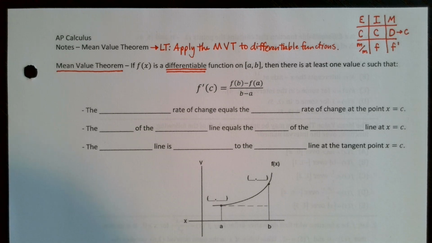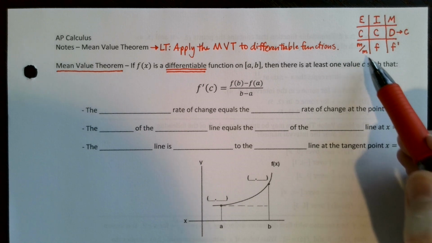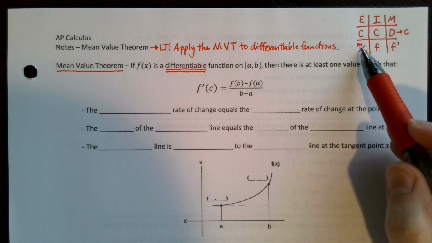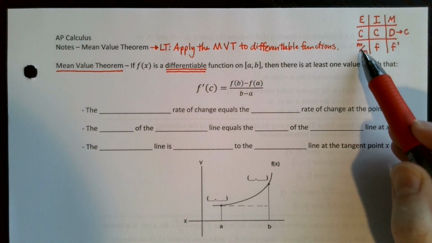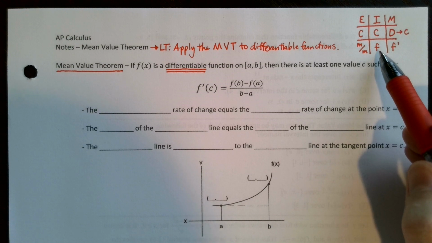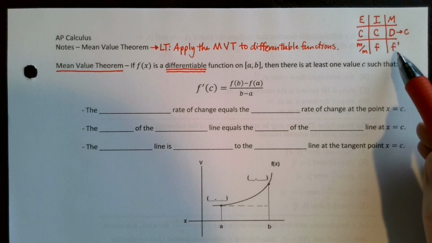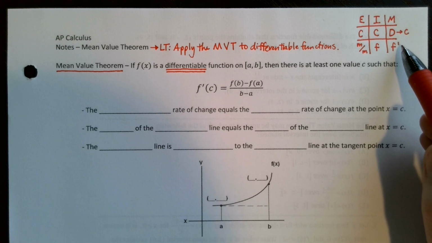We're going to use the last row of our chart to remind us what the theorem means as far as the function is concerned. For EVT, I like to put M&M to remind me that it guarantees a maximum and a minimum for that function. For IVT, that's all about f or y values. So the function takes on every y value between two given y values. And our new theorem, MVT, actually talks about f prime, or the derivative.